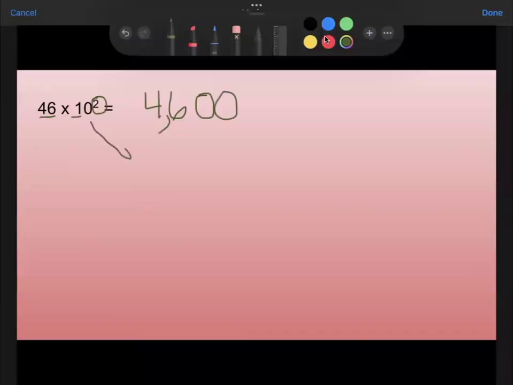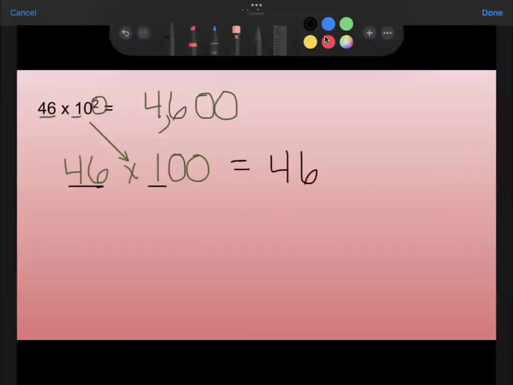The other way to do it is to evaluate 10 to the 2nd power, which means write a 1 and then put 2 zeros after it, according to the exponential number. Then we're going to multiply that times 46. So then we're going to look at 46 times 1, which is 46. And then we're going to add 2 zeros. So either way, the answer would be 4,600.